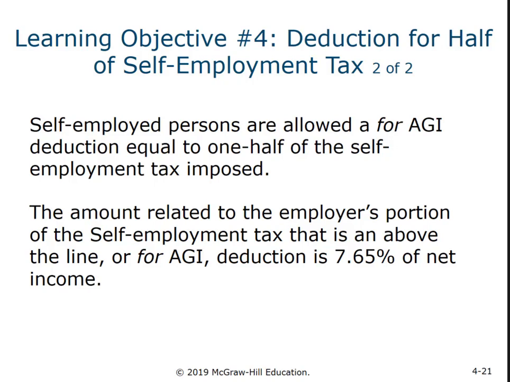So basically, it ends up being the 7.65% of your net income on the business, similar to your employer, who matches the withholding they take out of your check for Social Security. They match that. They get to deduct that. So in this case, you get to deduct that because you are the employer, because you are self-employed. You're the employee and the employer.